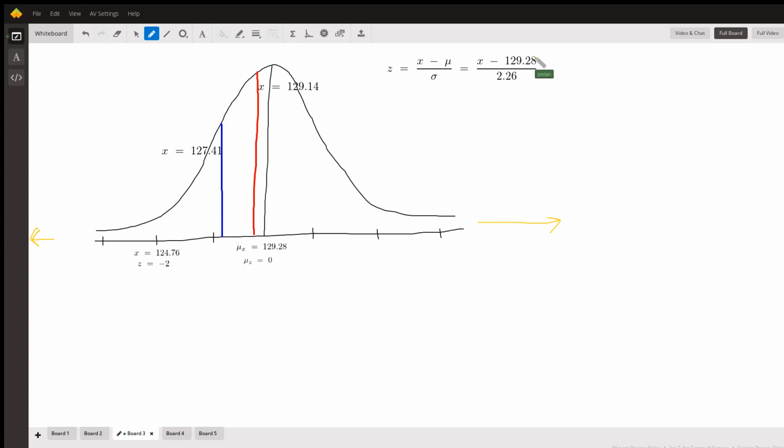Cool. So we'll use this equation over here to convert these X values into Z values so that we can give it this little paired value as well. So we do that by placing this X value into this X spot in the equation.